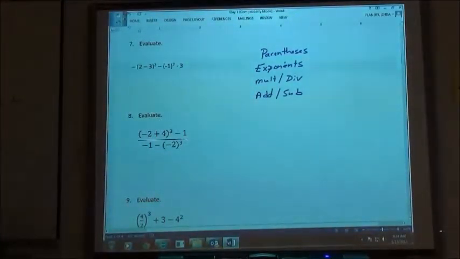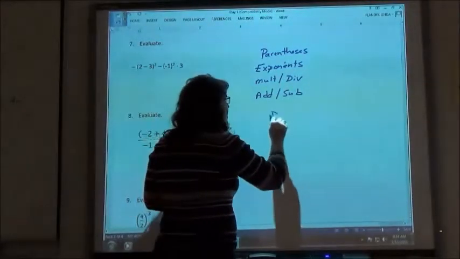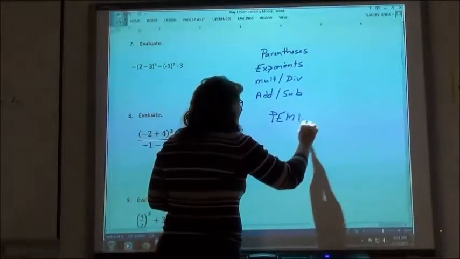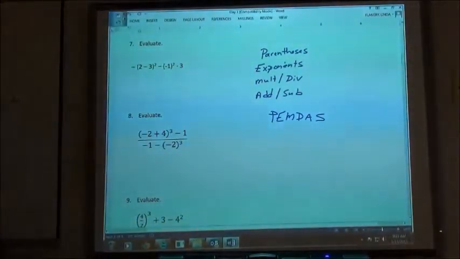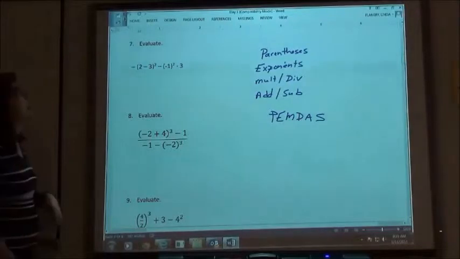Way back when I was in school, they said, "Please excuse my dear Aunt Sally." Now all the kids are coming home and saying they're doing PEMDAS, which are just the initials for parentheses, exponents, multiplying and dividing, adding and subtracting. So, what does that mean?